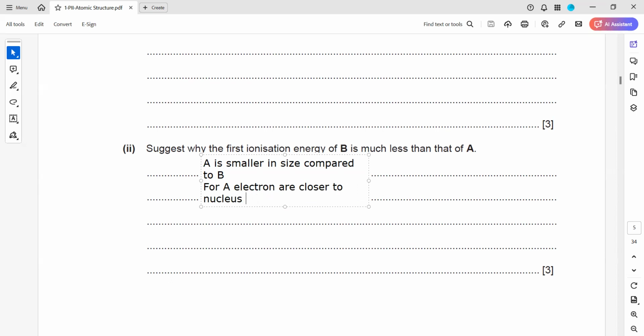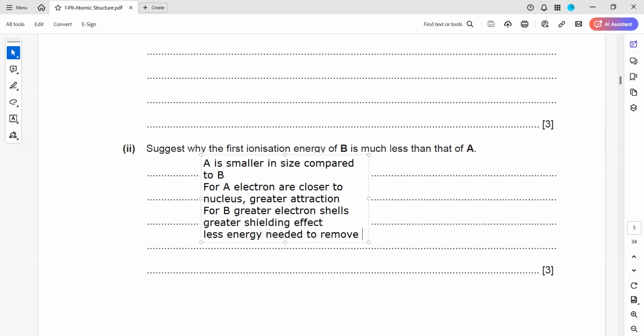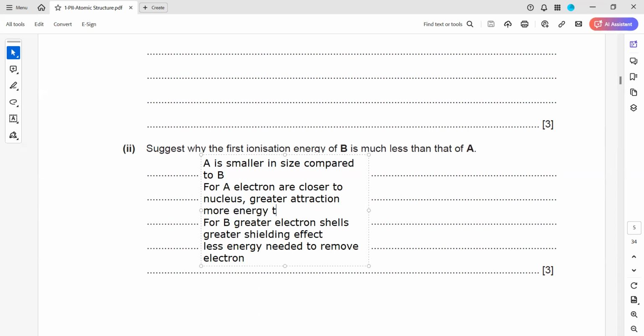And there will be a greater attraction. Where for B, greater number of electron shells. So it will have a greater shielding effect. If it is having a greater shielding effect, so less energy is needed to remove electron. Where electrons are closer, greater attraction, so we need more energy to remove electron.